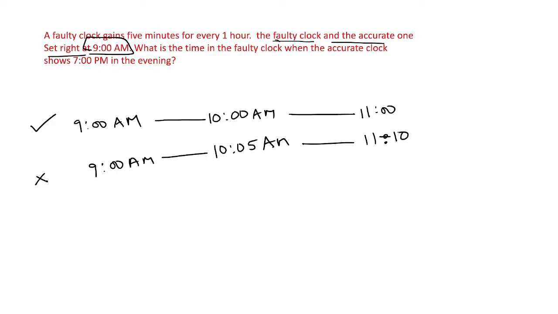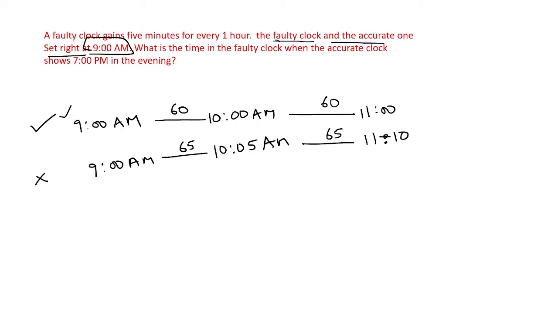That means that 60 minutes time in the original clock is equal to 65 minutes in the wrong clock. Again, 60 minutes in the original clock equals 65 minutes in the wrong clock. That's the meaning of gaining 5 minutes for every 1 hour. Now, you are setting the clock exactly right at 9 a.m.